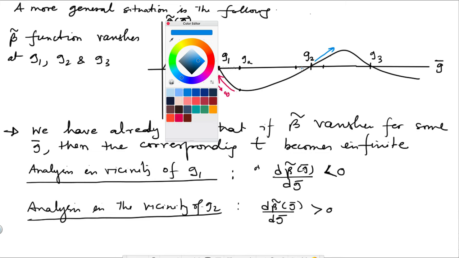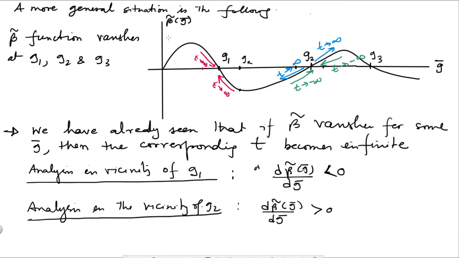So I showed that you get this behavior for t going to infinity, and this behavior for t going to minus infinity. So this is how things will behave when you are changing the value of t. This is how the running coupling will change.